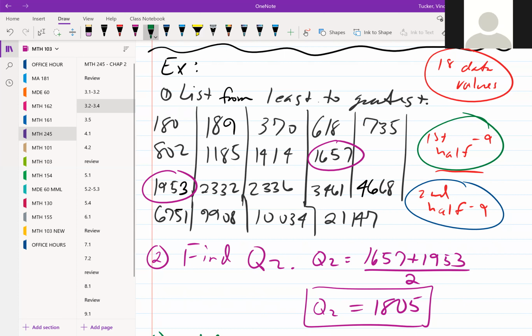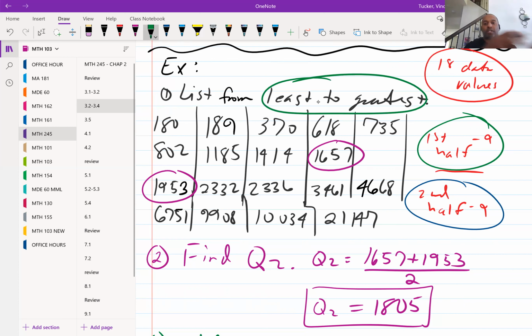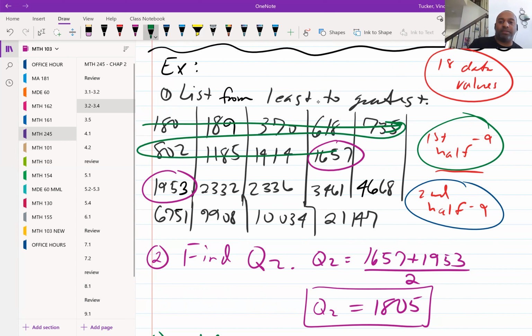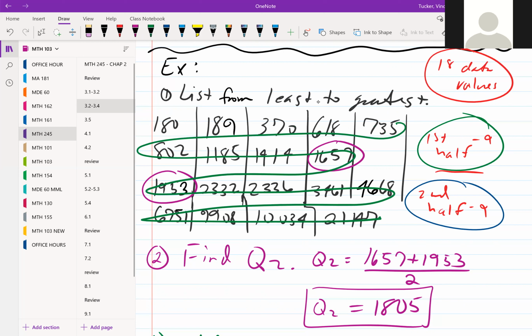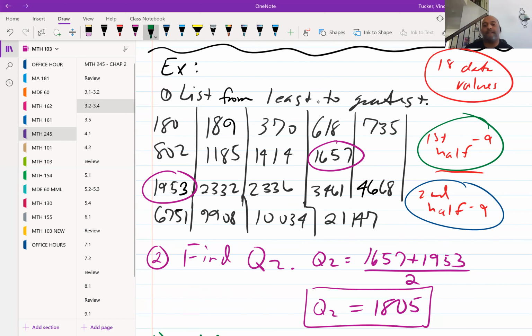Okay, I've confused myself. So you didn't list the numbers by quartiles, like Q1, Q2, Q3. You listed them from least to greatest, from smallest to largest. Going which way, horizontal or diagonal? Oh, this way. Okay. And then it connects going this way. And that's how you found the two middle numbers. Okay. Thank you. No problem.